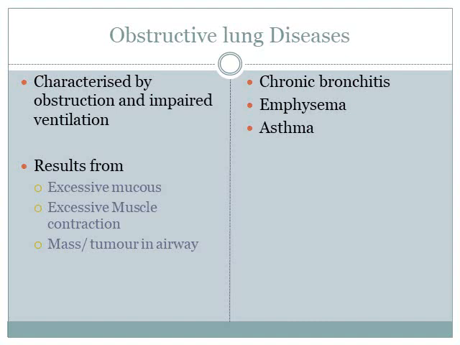So we'll move on to more of your obstructive lung diseases. Now these ones are characterized by obstruction, believe it or not, thank God you're sitting down, and impaired ventilation. Now they result from excessive mucus, excessive muscle contraction, and they can be caused by a combination of those two or a tumorous growth in there. Now the classic ones that you will find are chronic bronchitis, emphysema, and asthma. Now asthma is a little bit of a tricky one because it 100% is an obstructive one, but unlike the other two, it's more reversible. So it's a reversible obstructive disorder.